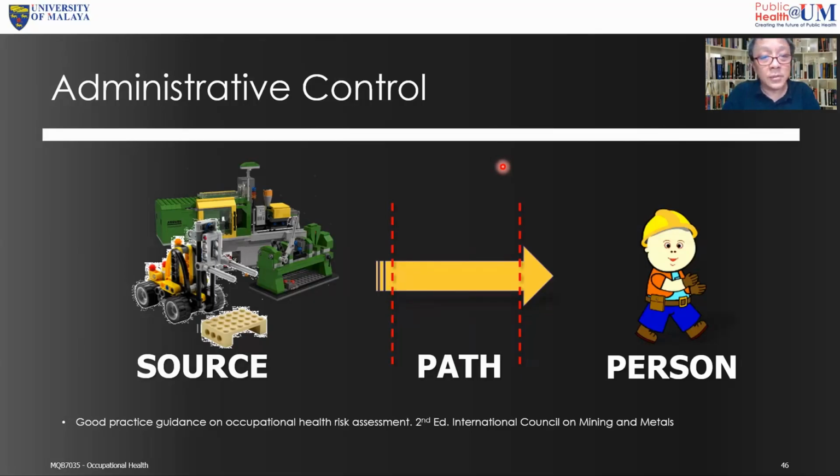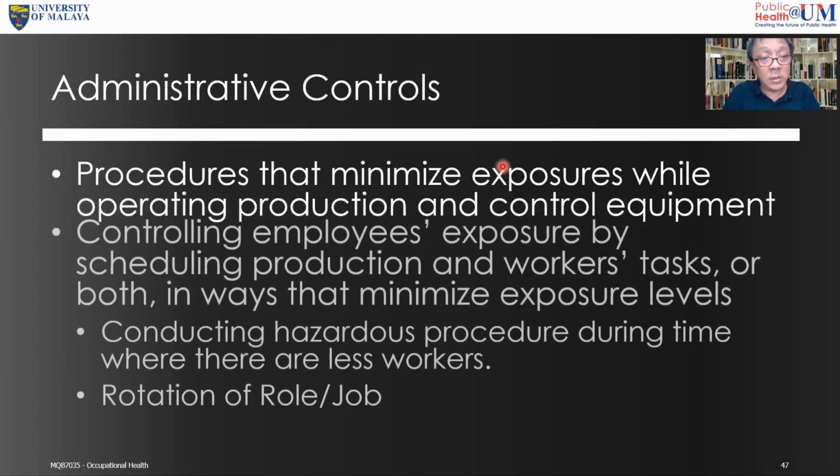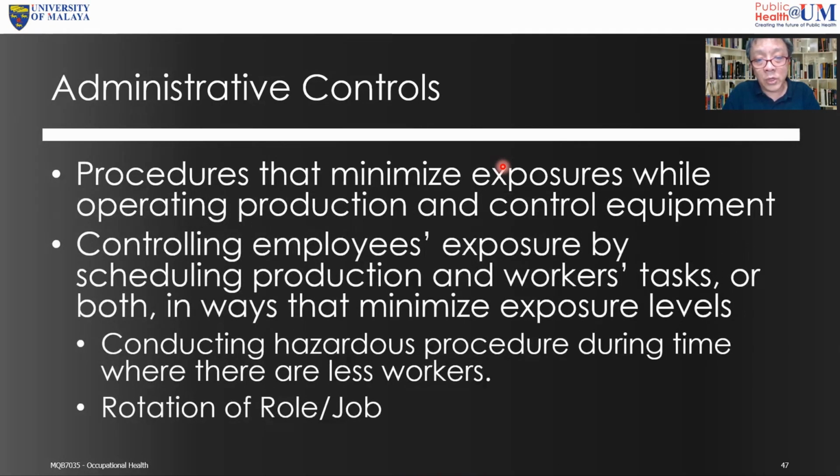All right. So then we move on to administrative control. Administrative control is basically procedure that minimizes exposure while operating production and control equipment. Controlling employees' exposure by scheduling production and workers' tasks, or both, in ways to minimize exposure level, conducting hazardous procedure during the time where there are fewer workers, rotation of job or role. So there are activities that you can actually conduct outside office hours, when there are no workers involved. One of them, let's say, is NDT.